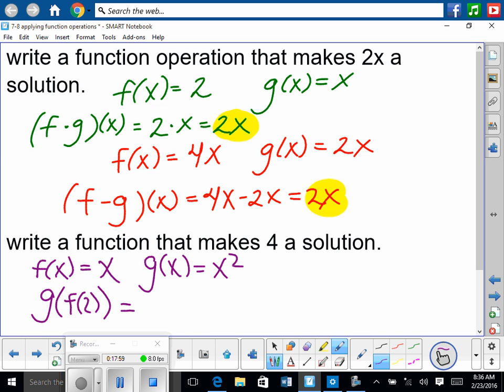Well, let's see. What's f of 2? Remember how we do this, guys. It's not 2x. What is it? 2. So then if I plug that 2 into g, what's 2 squared? 4. So do you see how I came up with a way to get this solution? Everybody good with that? Okay.